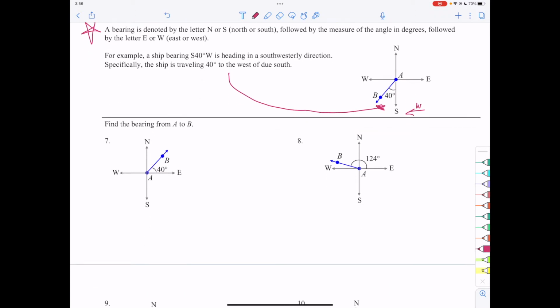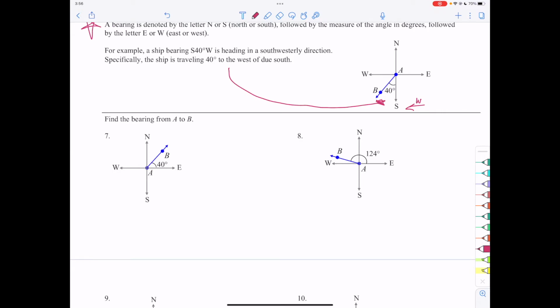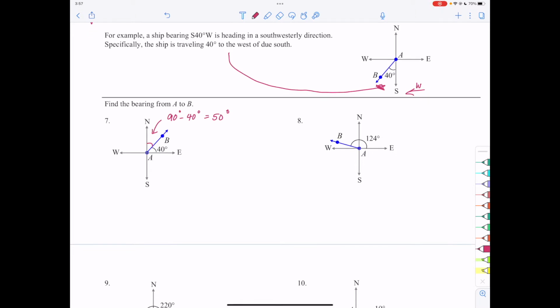So let's try number 7. Find the bearing from A to B. So what we have here is this angle right here is 90 minus 40 degrees. So that's going to be equal to 50 degrees. So now we will be north 50 degrees east. So mainly we're going east 50 degrees coming from the north.